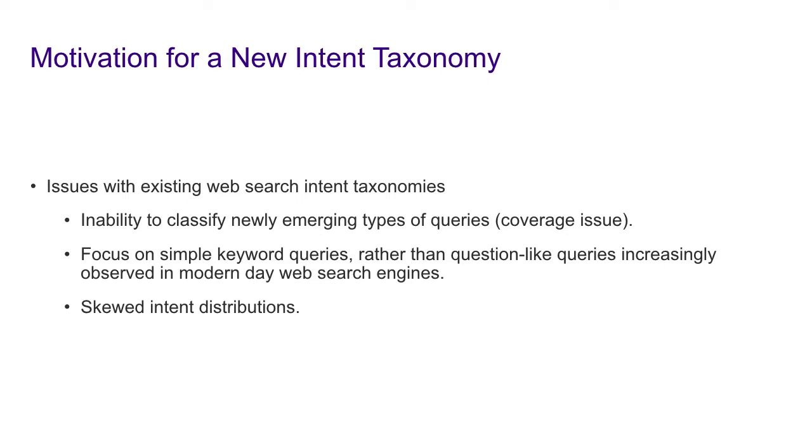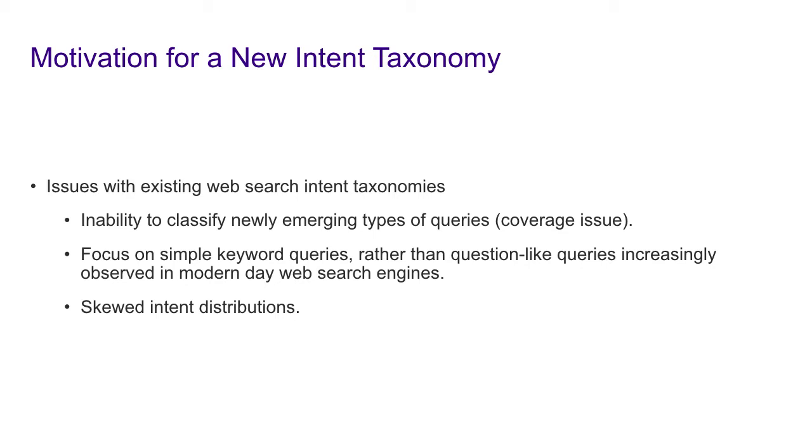When developing a new taxonomy, the first question that comes to mind is whether there are any issues with the existing taxonomies and if we really need a new taxonomy. In our case, we wanted to have a new intent taxonomy because of three reasons. First, old intent taxonomies tend to suffer from a coverage issue because they may not be able to classify new query types that appear as web search engines evolve and provide new functionality to users. That is, web search taxonomies may become stale in time.